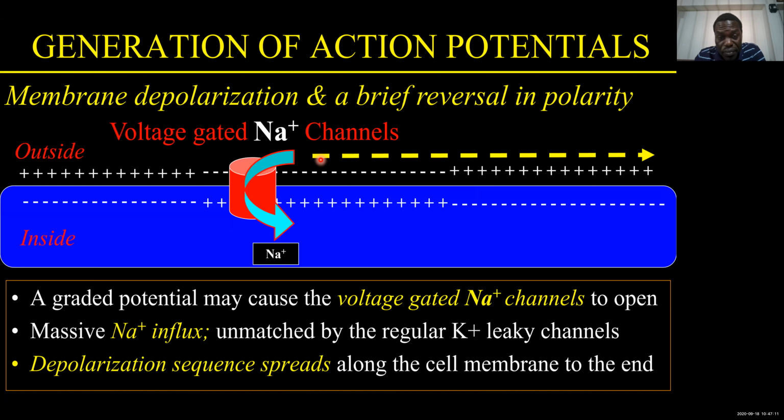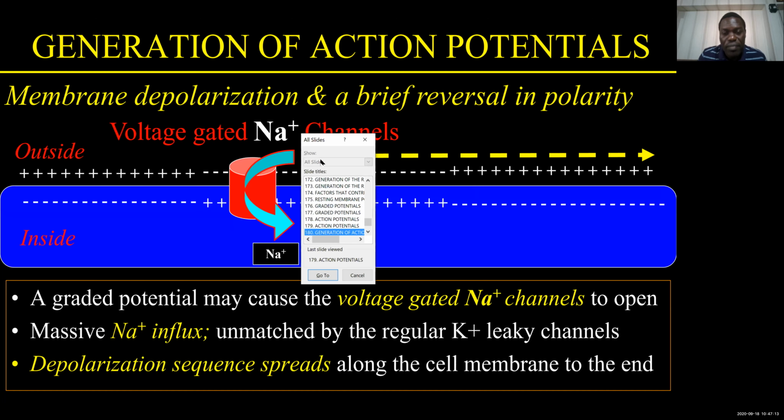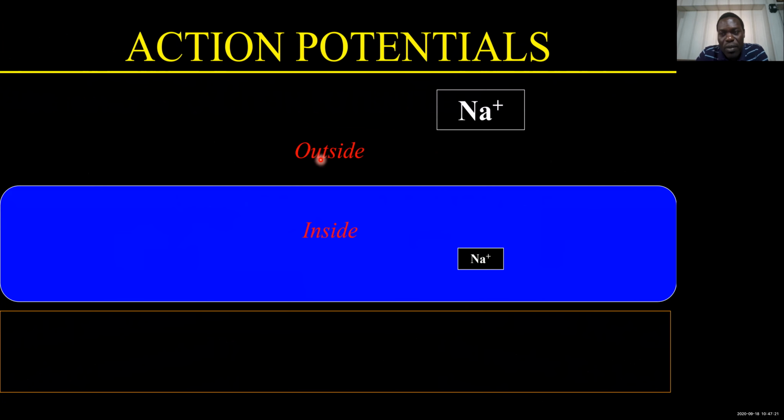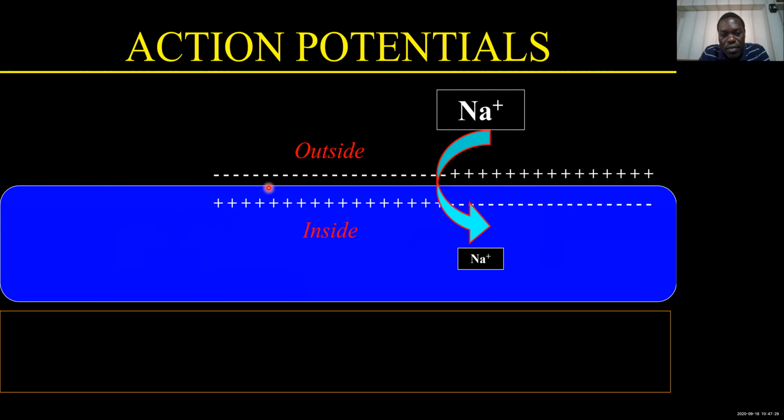However, when the membrane is depolarized, it's a very unstable state for the cell membrane. See, the membrane is depolarized here. The depolarization is spreading less in that direction because this one is still at the resting membrane potential. This is a very unstable state for the cell membrane.